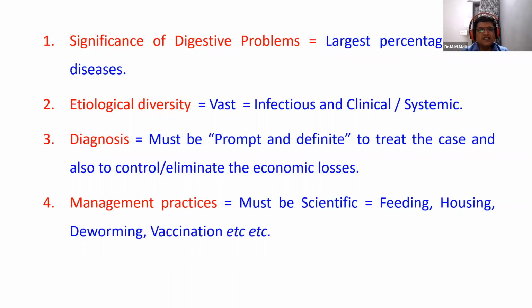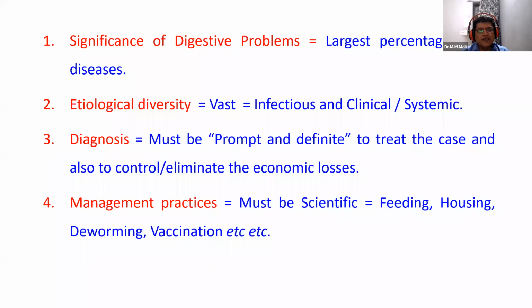The etiological diversity, as we have discussed, is a very long list, about the infectious, clinical and systemic causes. So it's a very great challenge to all clinicians, particularly field veterinarians, to diagnose the condition and the causative agent, either infectious or clinical or systemic, with dysfunction of only one organ or a number of organs affected simultaneously. So the diagnosis of digestive problems must be prompt and definite to treat the condition accordingly and also to control and eliminate the economic losses.